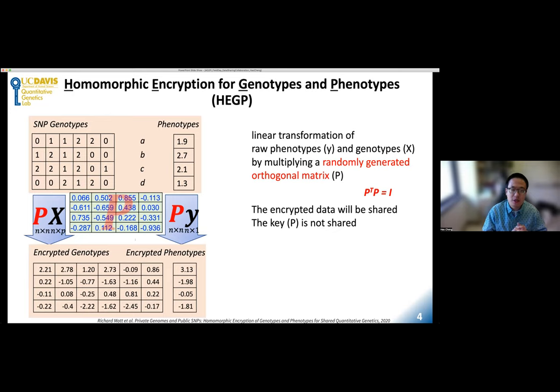In terms of homomorphic encryption, we are going to share the encrypted data only. So basically PX and PY: this matrix of encrypted genotypes, and this vector of encrypted phenotypes. But we are not going to share the key. As a data owner, we are going to keep the P matrix, the orthogonal matrix, by ourselves. We are not going to share that one. That's the idea behind it.